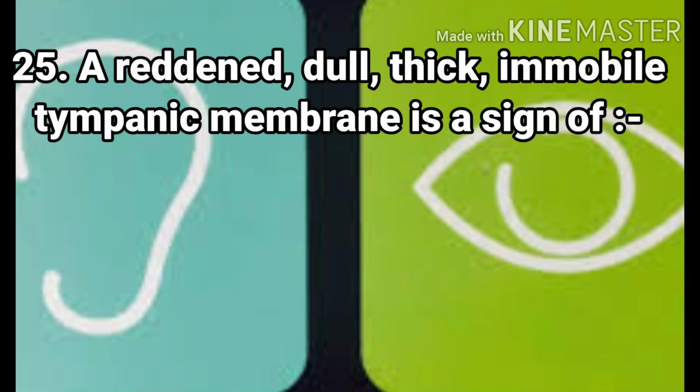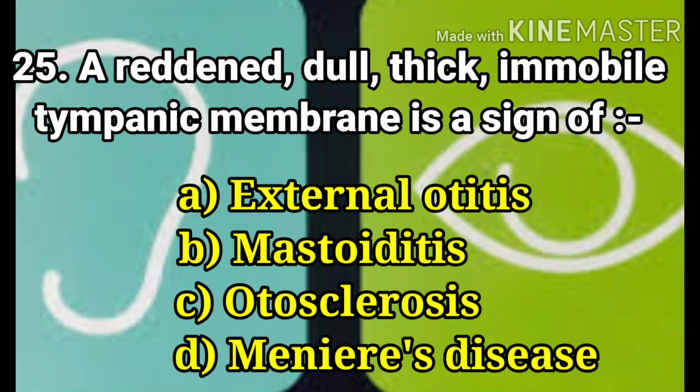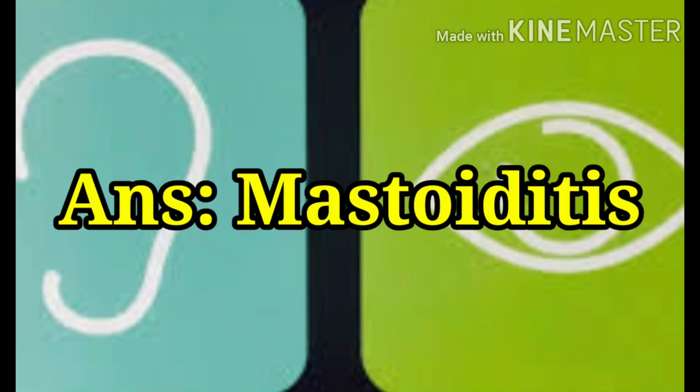And the next question, a reddened, dull, thick, immobile tympanic membrane is sign of. The options are external otitis, mastoiditis, otosclerosis and Meniere's disease. A reddened, dull, thick, immobile tympanic membrane is sign of. And the answer is mastoiditis.